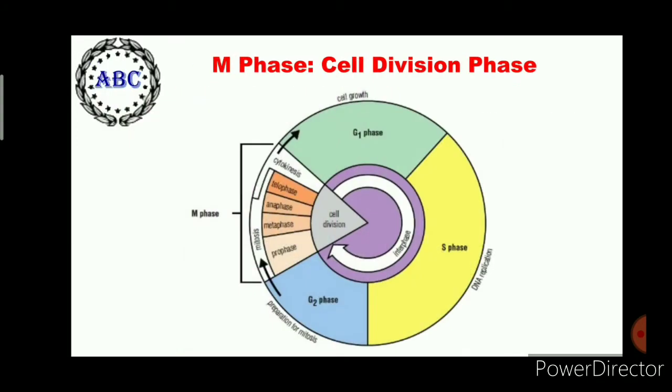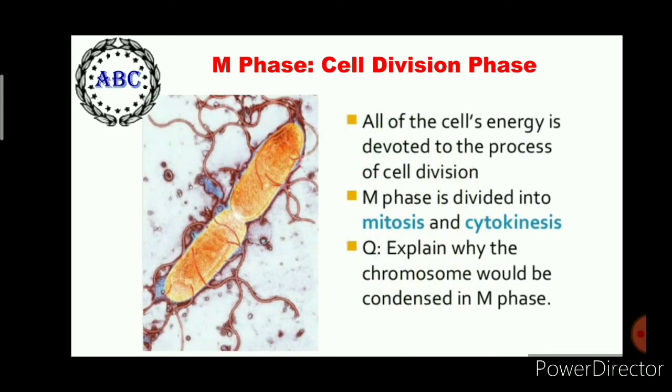M phase or cell division phase is a dividing process after interphase. Whenever the interphase state of the nucleus is completed, then and only then does the cell enter into the M phase or division phase, that is, mitosis and cytokinesis phase. In this division phase, all the cell's energy is devoted to the process of cell division. M phase is divided into mitosis and cytokinesis.